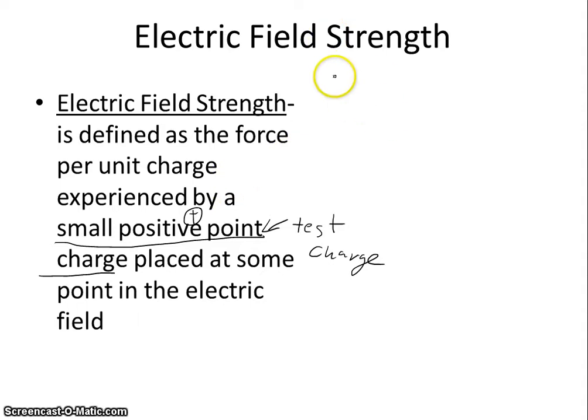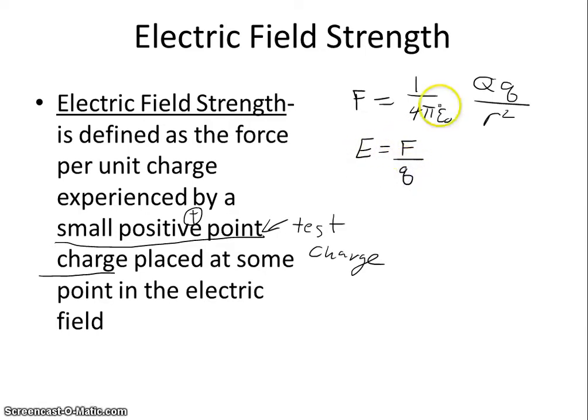If we wanted to look at this mathematically, we can start from Coulomb's law: 1 over 4 pi epsilon naught times a big charge times a little charge divided by the distance between them squared. And our definition of an electric field, which we represent with an E, says that it's the force per charge. So if we combine these two definitions, to get electric field strength we would just divide Coulomb's law by charge.